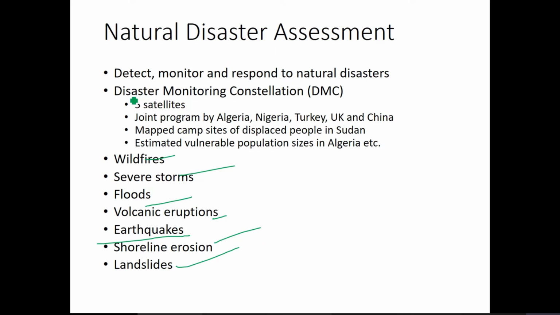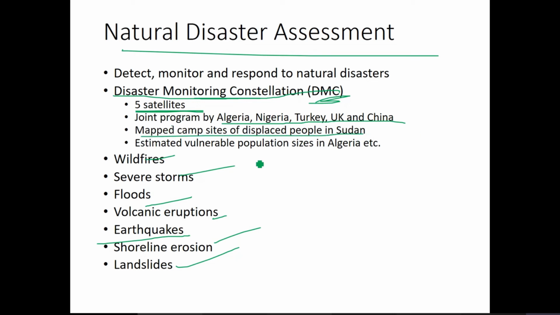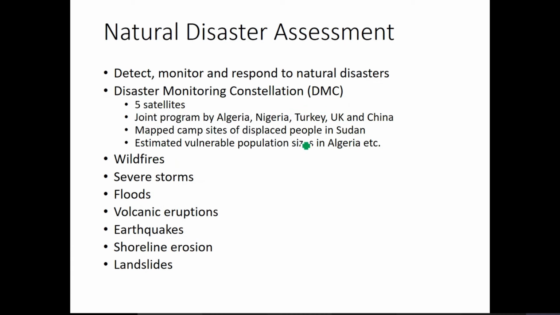There is something else that I need to mention here. There is a disaster monitoring constellation, which is a combination of 5 satellites. It's called DMC, disaster monitoring constellation. It was a joint program by Algeria, Nigeria, Turkey, UK and China for natural disaster assessment. This DMC was already used for mapping campsites for displaced people in the Sudan, estimating vulnerable population sizes in Algeria, etc. So that is just one example I'm mentioning here, the DMC constellation, which combines 5 satellites. It was a joint program by 5 different countries.